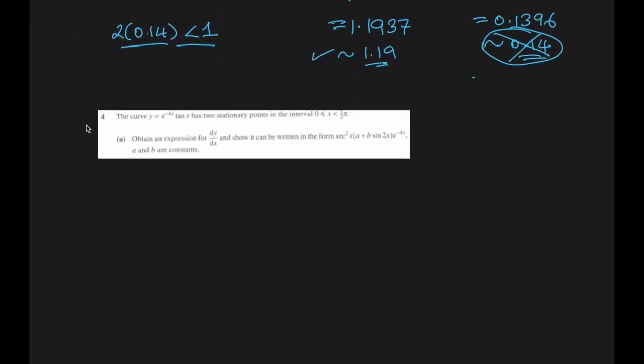What's question number 4? The curve y equals e to the power minus 4x times tan 10x has 2 stationary points in this interval, 0 to pi by 2. Here, obtain an expression for the derivative of this function and show it can be written in this format, where a and b are constants.